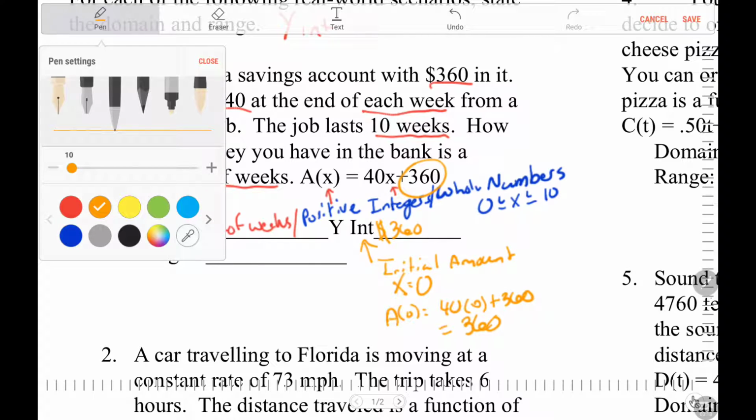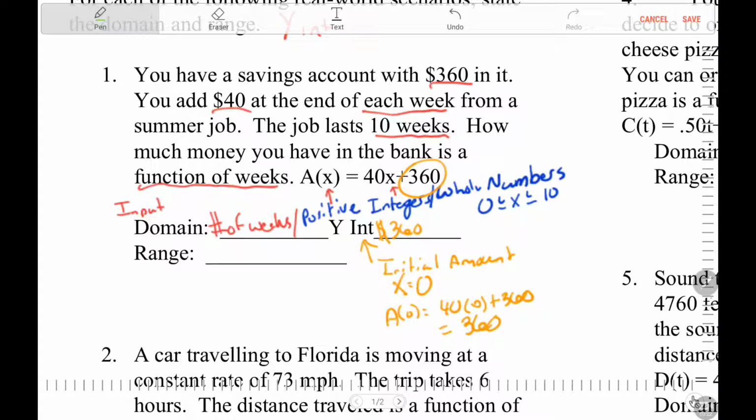Now your range is a little different. With the range, you've got to know your starting amount, because that's your lowest y value. So we know it's going to be 360 less than or equal to y. But then what's the highest amount we could go? What's the most we could save? We know our input's the number of weeks. If I didn't work at all, I'd still have 360.